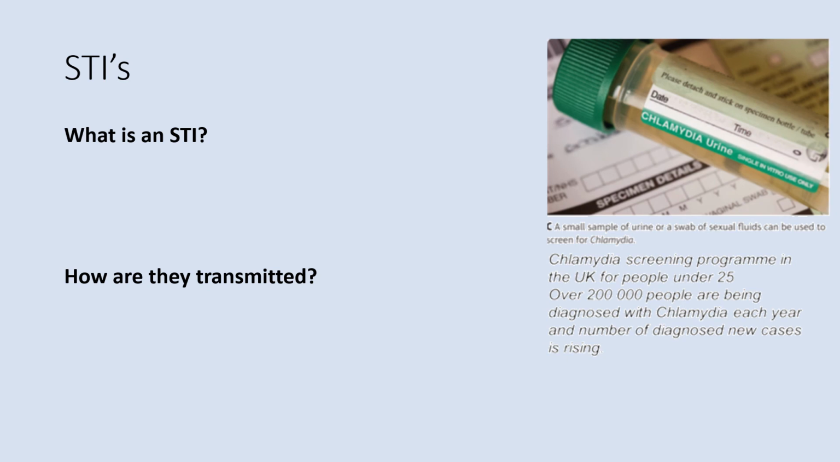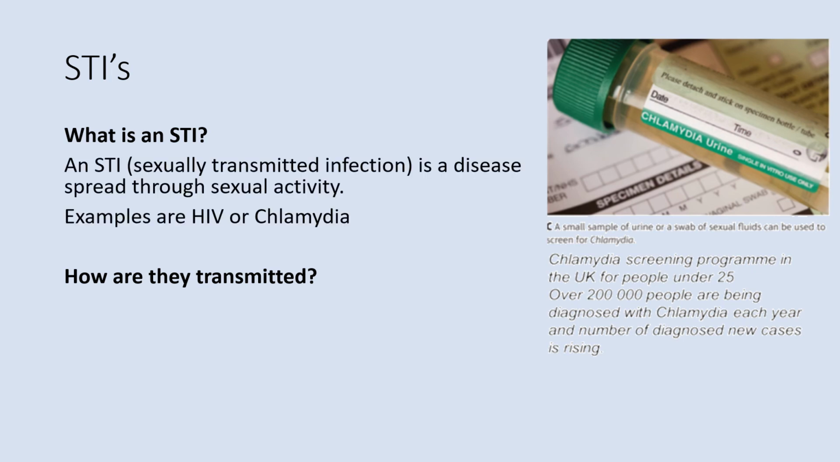Okay, right, last little bit, moving on to STIs. We're not really going to focus too much on the STIs themselves, but we're going to be looking more at how they can be controlled and how they can be prevented from spreading, because they are incredibly infectious and dangerous pathogens. So what is an STI? An STI is a sexually transmitted infection.